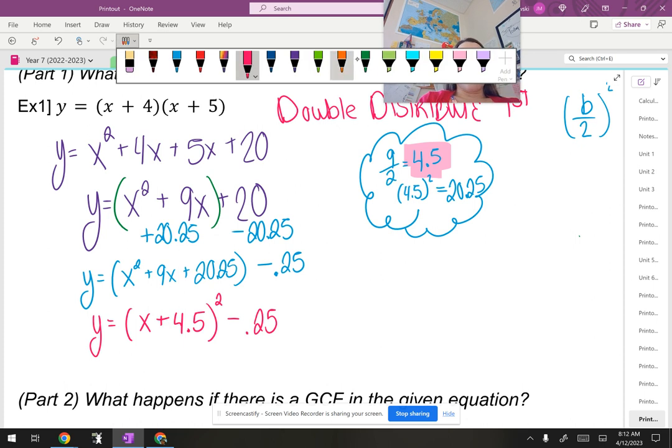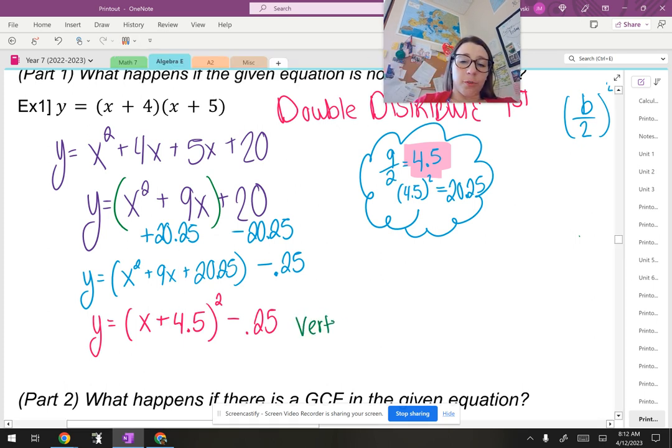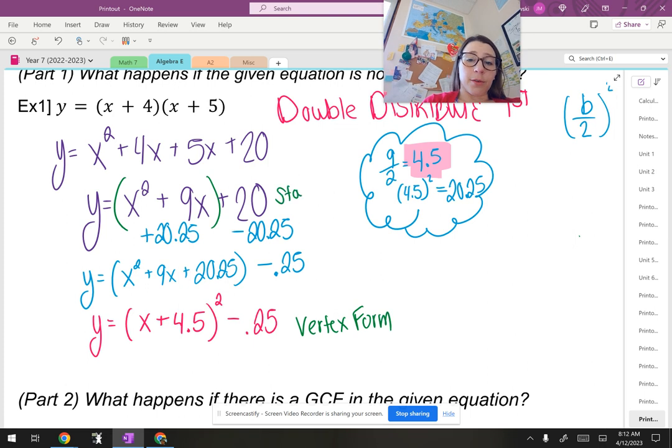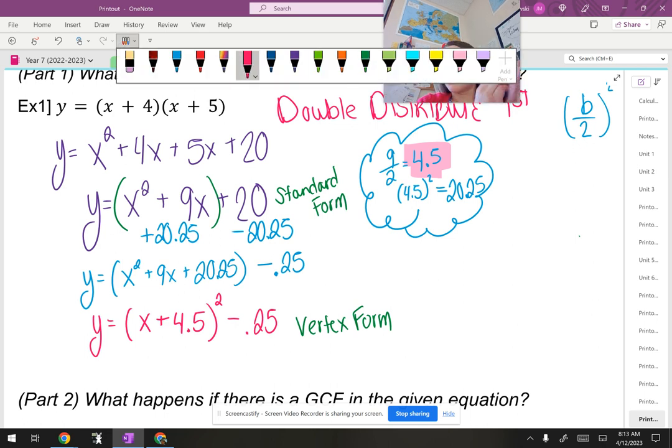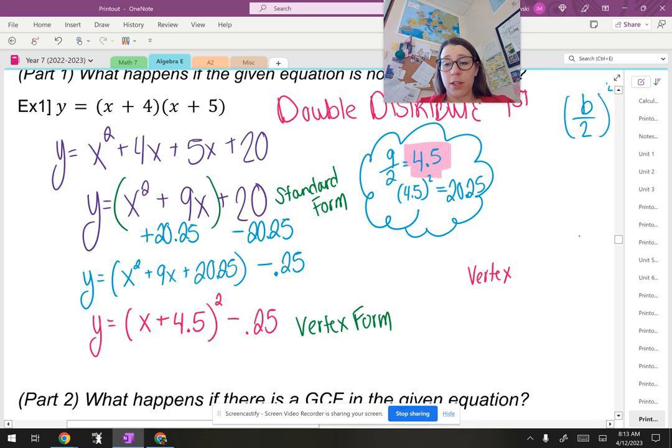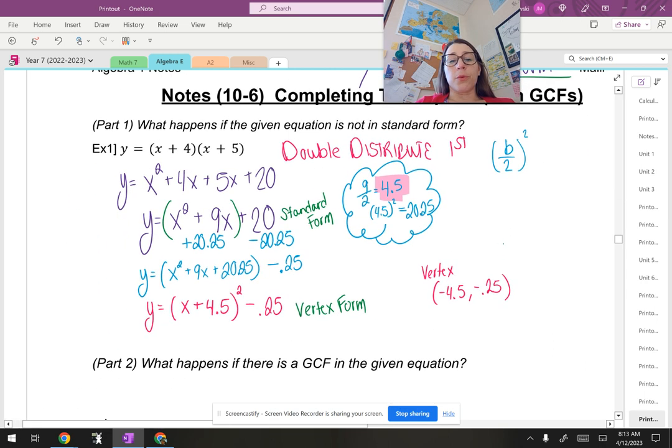So there we go. We have this in vertex form. Vertex form here. This guy was standard form. And if you're writing down what the actual vertex is, it's -4.5, because we need to take the opposite of the number inside of the parentheses, and -0.25. So there's your example number 1 if you are given an equation not in standard form.